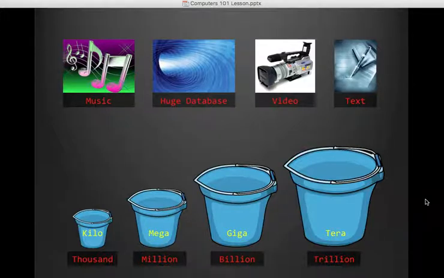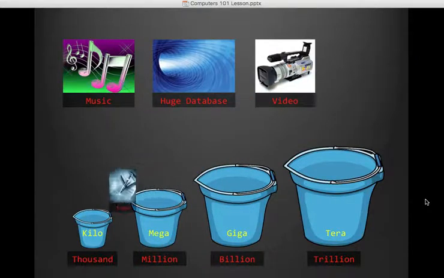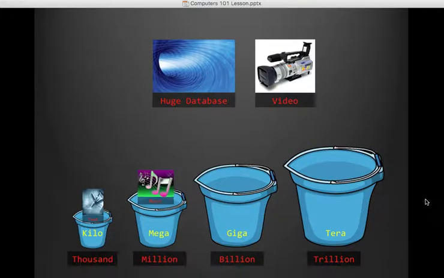So kilobyte, 1,000 bytes, which sounds like a lot, but that's actually very small. The types of files that are measured in kilobytes are usually text files. Text is really the smallest thing we create on a computer. Mega, meaning million. This is what most things are measured in. So all of our digital images and music and most programs and apps are measured in megabytes.